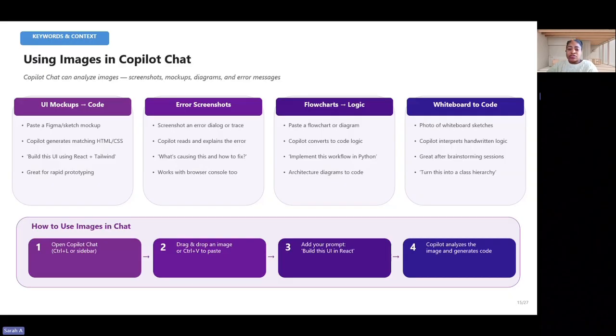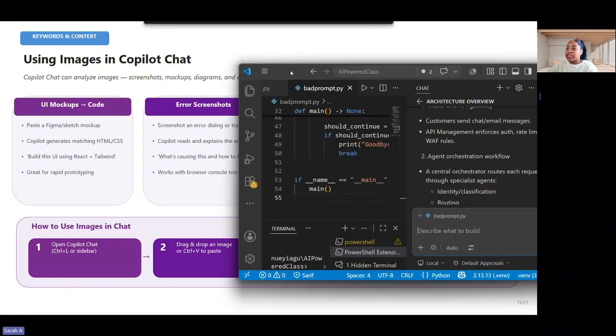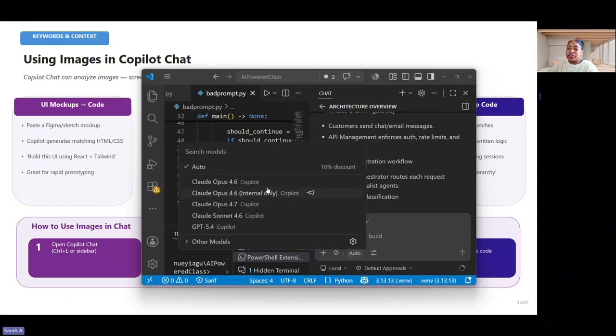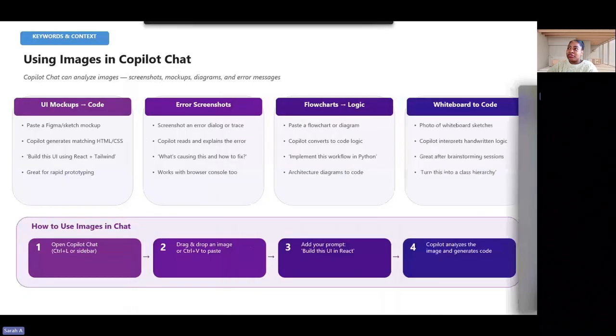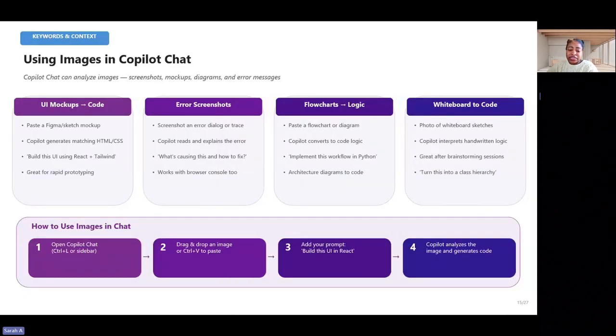All right. So how this works under the hood is because the image support requires a vision capable model. So GPT-4o and Claude support this. So if you select a model here, right, that doesn't support images, it's not going to work. So your GPT supports it, your Claude supports it. So that should handle most of your use cases anyway. And that's how it works under the hood.